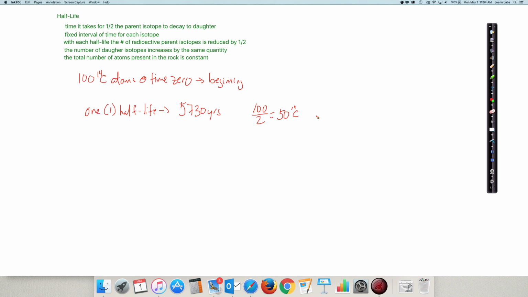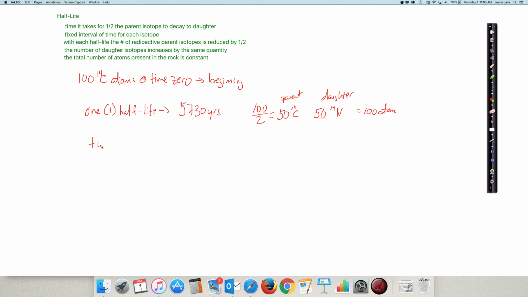Well, the other 50 don't get destroyed. The other 50 go to 50 nitrogen-14. So this is the parent, and this is the daughter. If you add them all up, we still have 100 atoms.